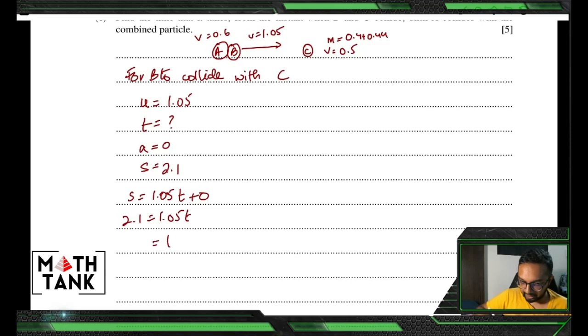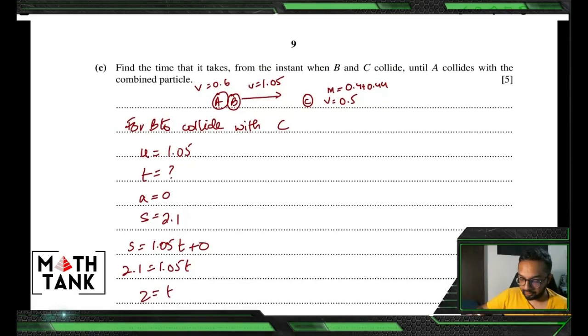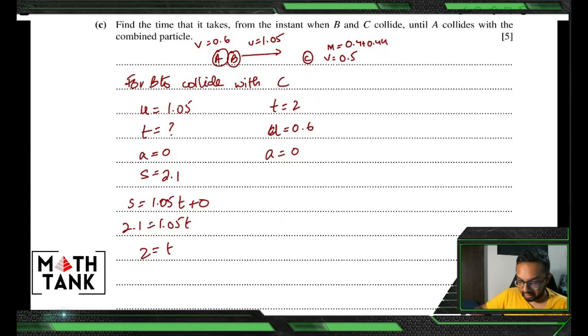So what would have happened in those 2 seconds? A would have come forward. How much would it have come forward? 2 seconds, u equals 0.6, a equals 0, and what I want to find out is how far it has reached. So S equals ut plus half at squared. So it's moved a distance of 1.2 meters. So it's 1.2 meters ahead.